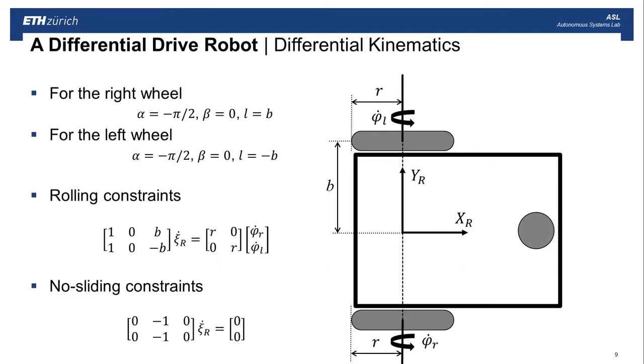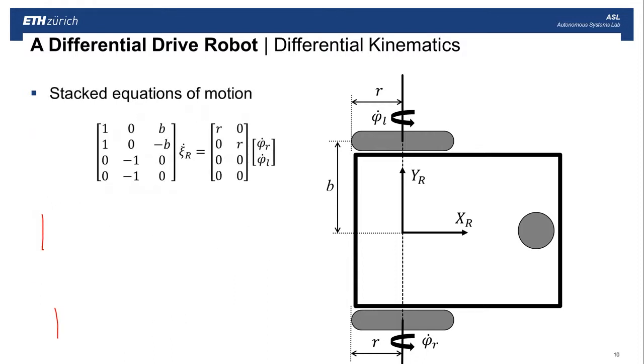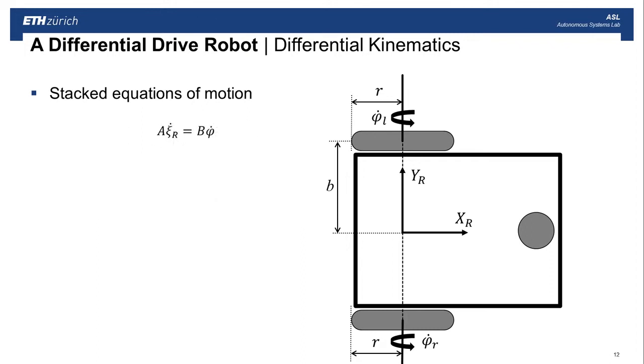So we'll now go back to these matrices. So we have the stacked rolling constraints and the stacked no sliding constraints. And actually, if we stack those two together, we get the stacked equations of motion. And just to make it simpler to manipulate these equations, I'm going to give these names. So this left-hand side matrix I'm going to call A. This right-hand side matrix I'll call B. And then the stacked wheel velocities will just be phi dot. And so you end up with this A xi dot r equals B phi dot.